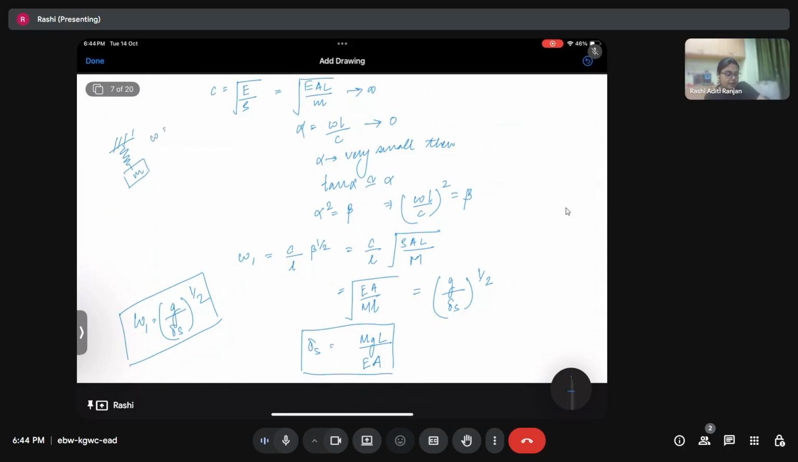We had omega as under root of k by m, right? What did we do here? We assumed m to be very small, which means that we considered it as a bar of negligible mass and then a mass of capital M, correct? So this was basically a case of a single degree of freedom system where we modeled it as a single degree of freedom system, and then we found out the expression, right?